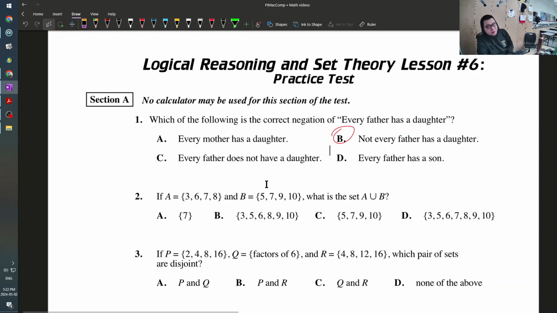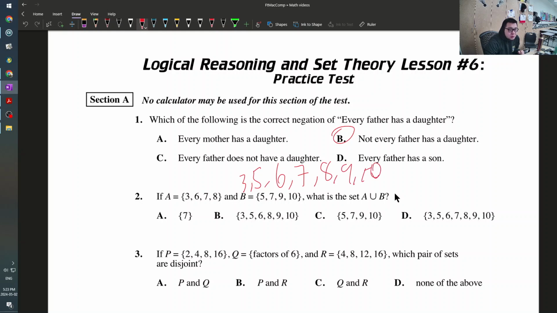Two, if A is this, B is this, what is A union B? So A union B means you're combining all the elements of set A and set B. So we're just putting them in together. If there are any duplicates, you remove them. So 3, 5, 6, 7, 9, 8, 9, 10. 2 is D.